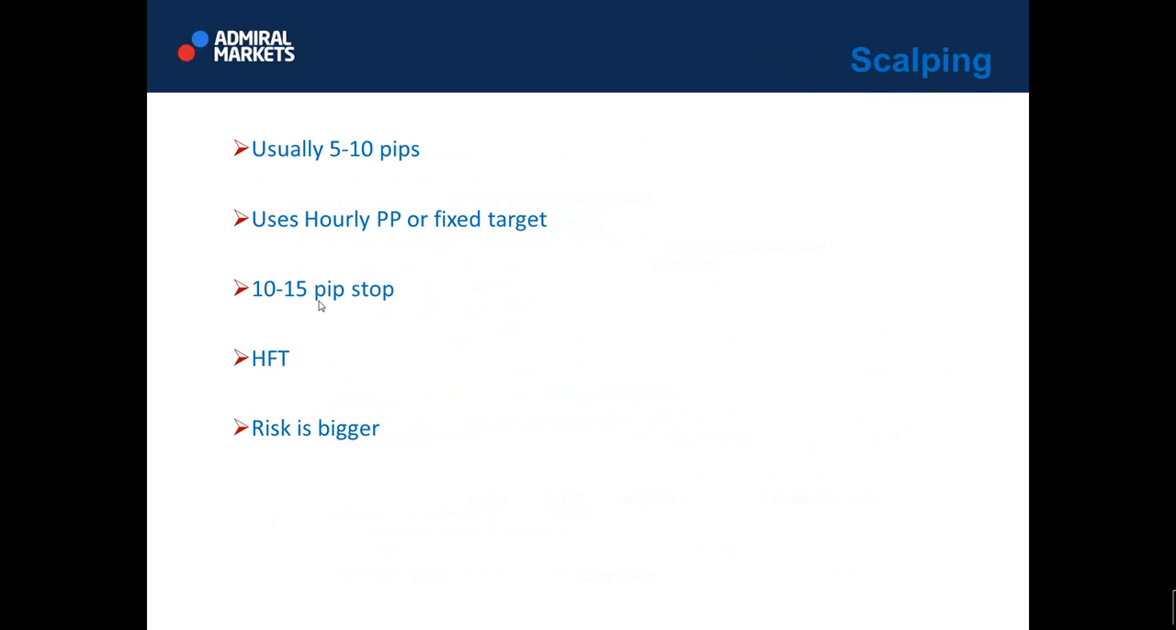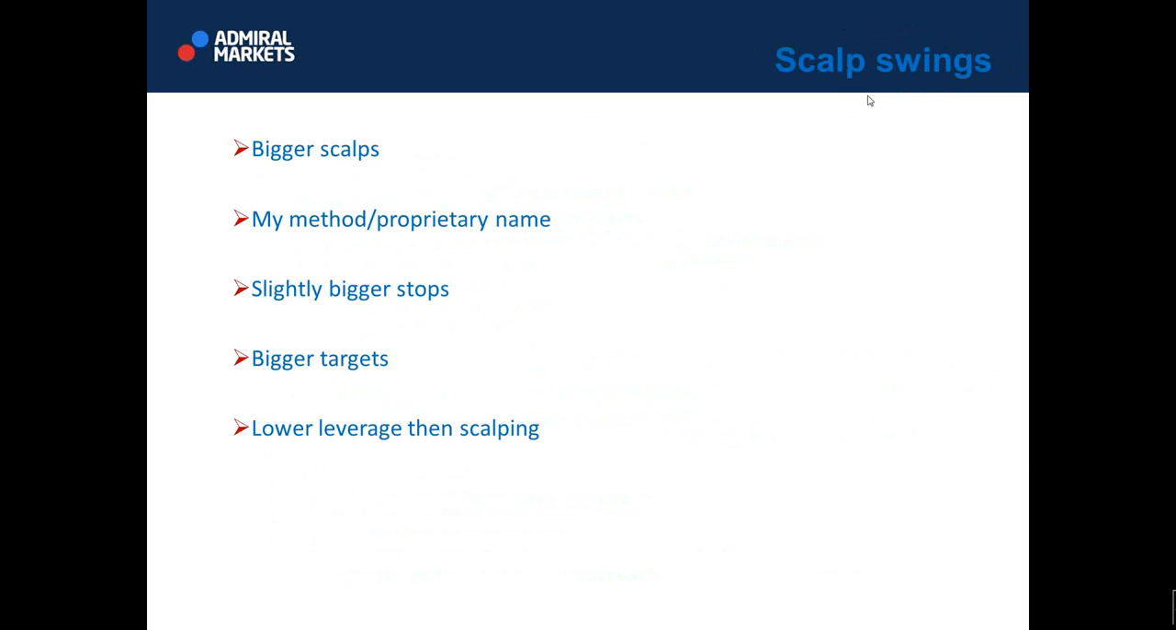So a 10 to 15 pip stop is used for scalping stop loss, and 5 to 10 pips for a possible target. Risk is bigger because you will open a trade using slightly bigger leverage. That is scalping. Scalp swings, bigger scalps.